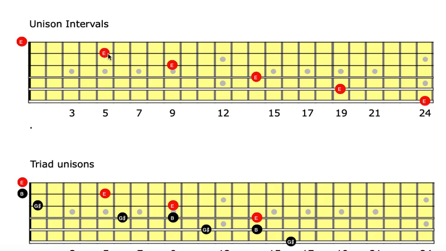Now, between string number 2 and number 3, you count 1, 2, 3, 4, 5, and you go to the string above it, string number 3, and you get your unison. Between string number 3 and 4, you count 1, 2, 3, 4, 5, and you get that E there. Between string 4 and 5, 1, 2, 3, 4, 5, you get that E. And between string number 5 and number 6, you also count 1, 2, 3, 4, 5, and you get your E.